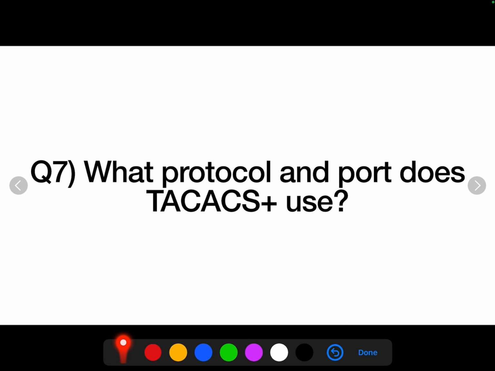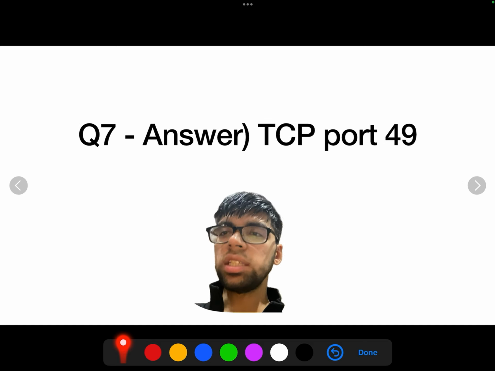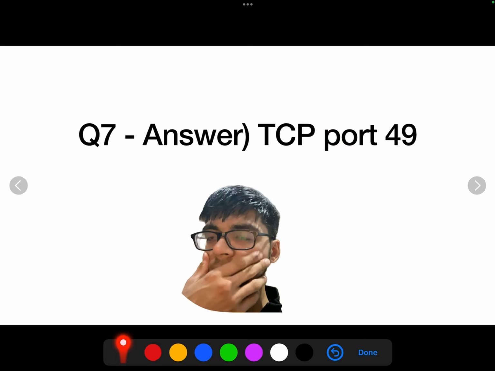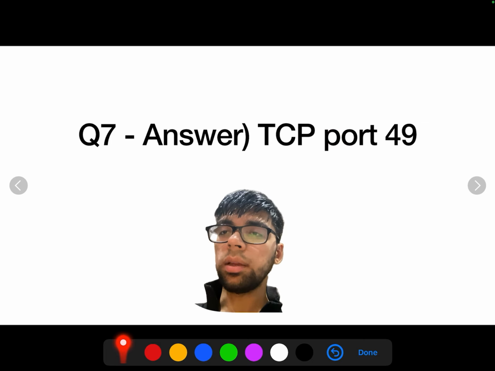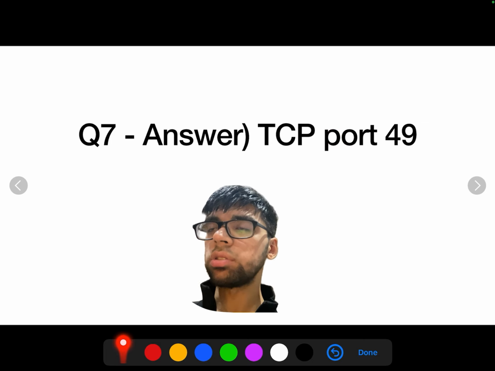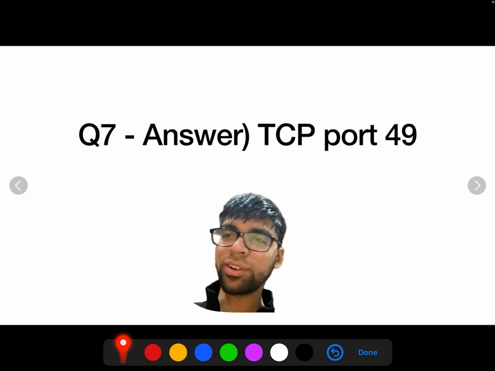Question number 7. What protocol and port does TACACS Plus use? Pause the video, or give yourselves 10 seconds. 5, 4, 3, 2, 1, 0. And the answer is TCP port 49. That is the port and the protocol that TACACS Plus uses. TCP port 49. Very important to make a note of that.